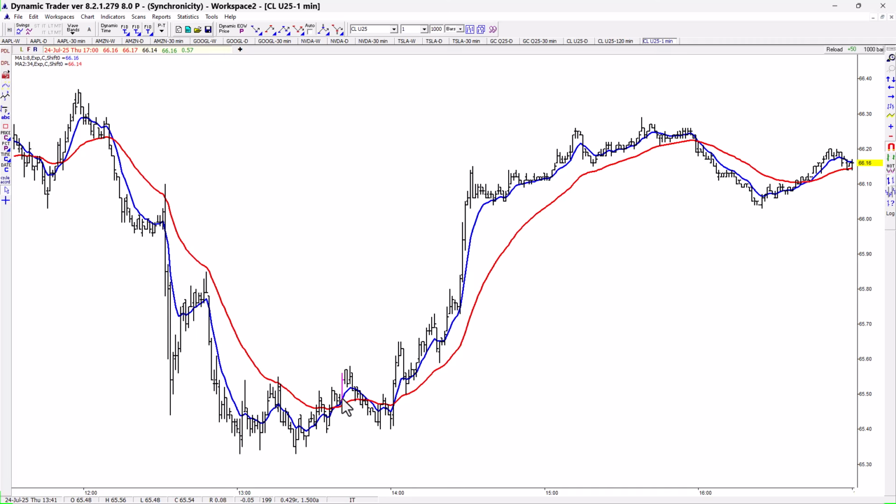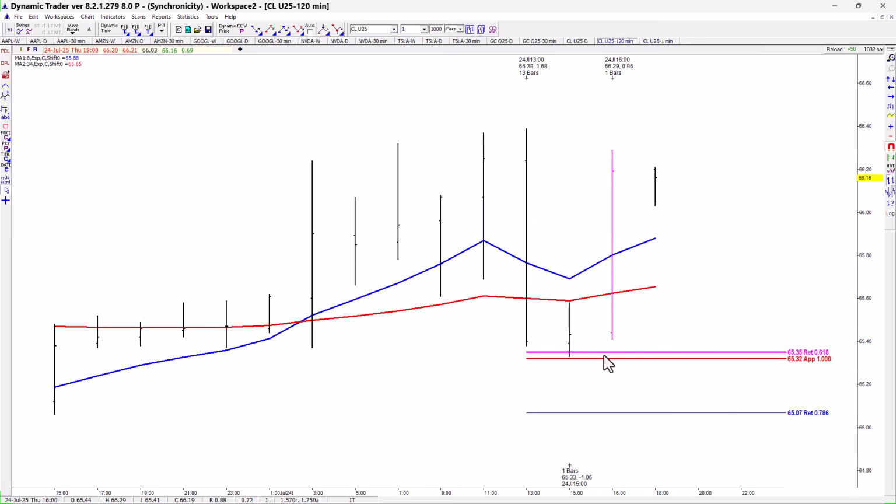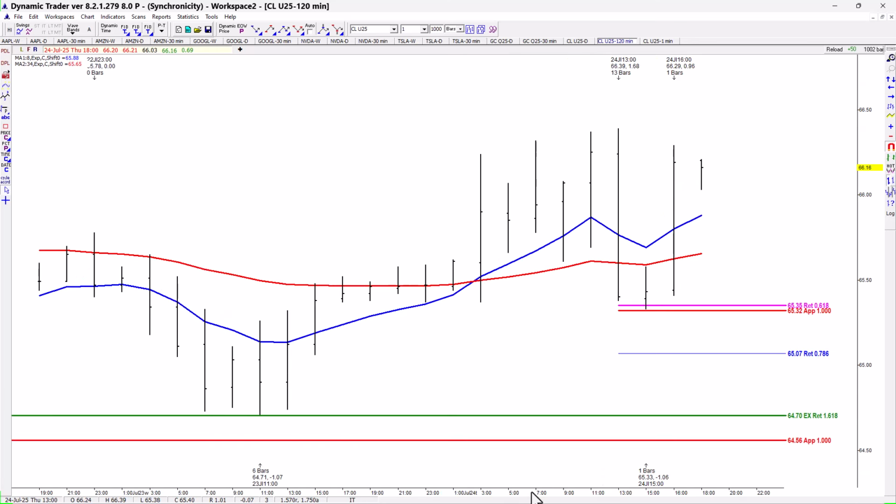So once both of those things occurred, well, we had this break of the prior swing high and you also had moving average crossover, then it was a buy entry and your initial risk would have been placed underneath this last low or underneath the low end of the zone, which in this case was underneath 65.32. So that's basically how we use the work.